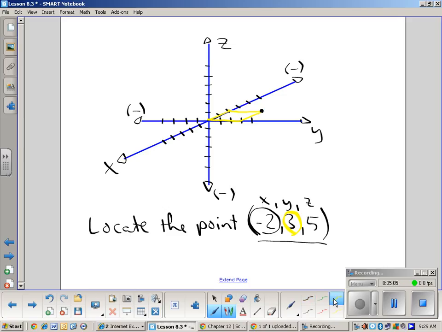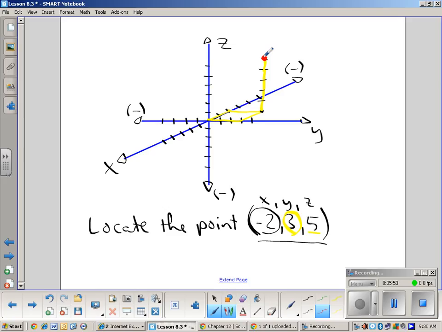Unfortunately, they didn't say negative 2, 3, 0. They said negative 2, 3, 5. And so from there, I have to go up 5 units. This is kind of difficult here. Let me see how. 1, 2, 3, 4, 5. So I go up to there. And at that point right there, that's the point I wanted. And that's how I normally do it.